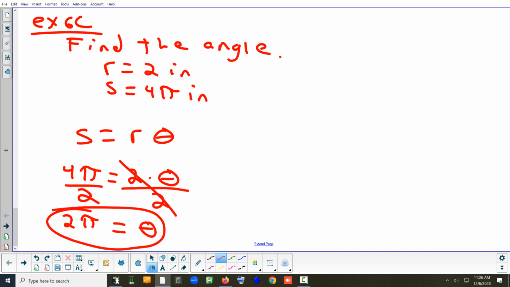Now, what if they said, find the angle, write your answer in degrees? What's 2 pi the same as? Then you can multiply it by 180 over pi. 360. Yep. So this would be equivalent to 360 degrees. You'd multiply, did you say 180 over pi? It would be 180 over pi. I said pi over 180, sorry. Okay. So any question on the arc length formula? Finding the arc length, the radius, or the angle?